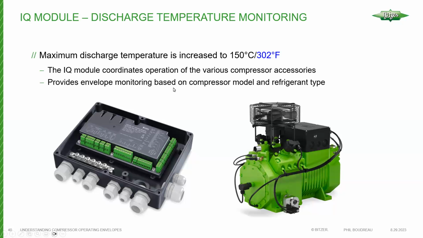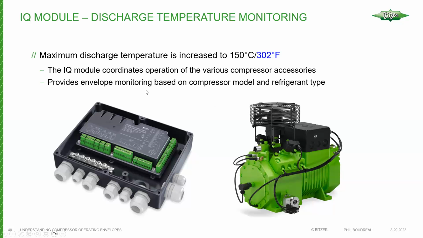In the future, by the way, the IQ module will become standard equipment. It'll be more of a basic version of the IQ module, and then there'll be an add-on module depending on the application. If it's a supermarket rack system, for example, or a condensing unit or what have you. So there'll be different options. It'll be basically a CMRC2, the second version of the control module for reciprocating compressors, CMRC.